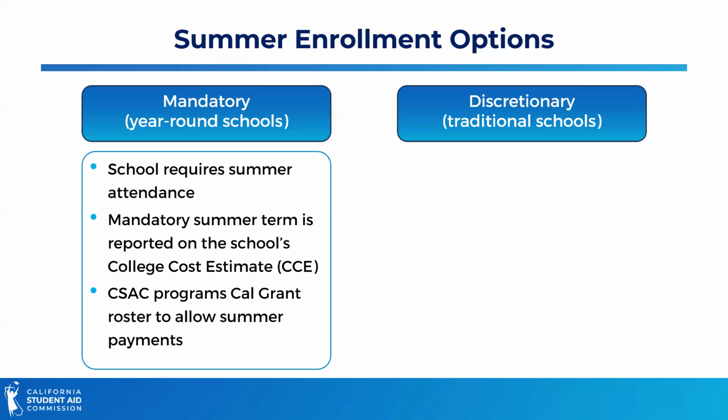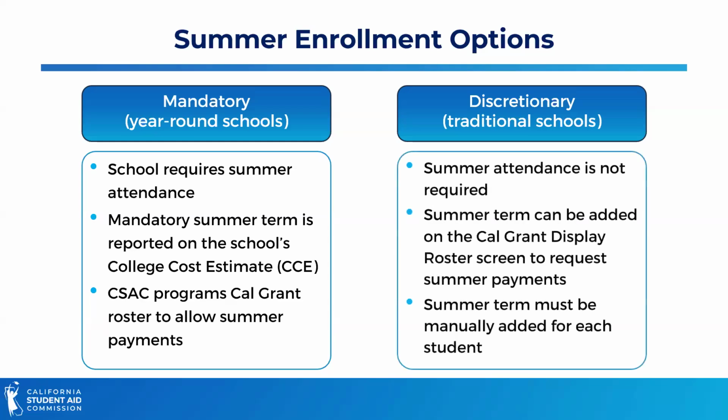They let us know their term start and end dates, and their preference between Cal Grants A and B. We'll talk a little more about college cost estimate forms in tomorrow's session. Now, when a school tells us that they have mandatory summer terms, CSAC will program that into WebGrants, which will allow the school to see the summer term immediately on the display roster. They don't have to request it separately.